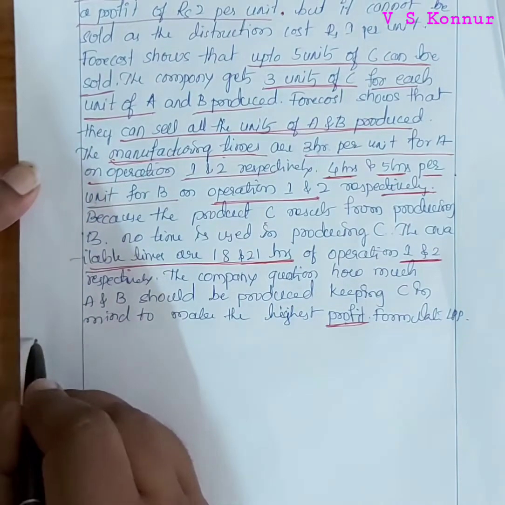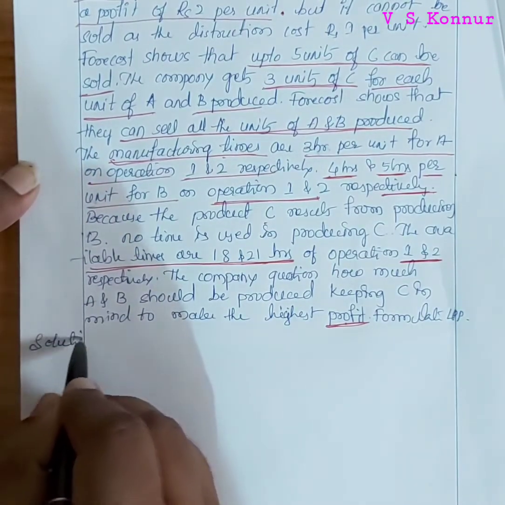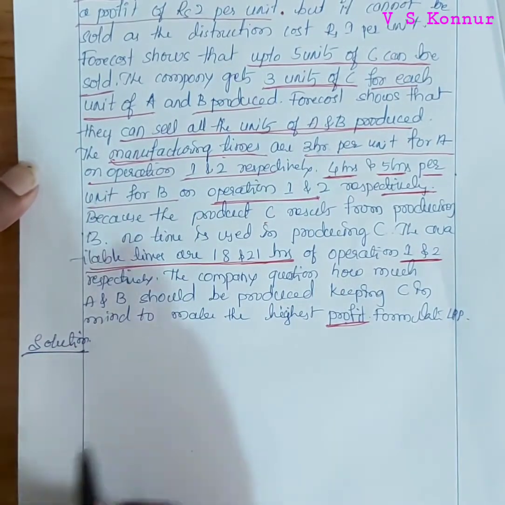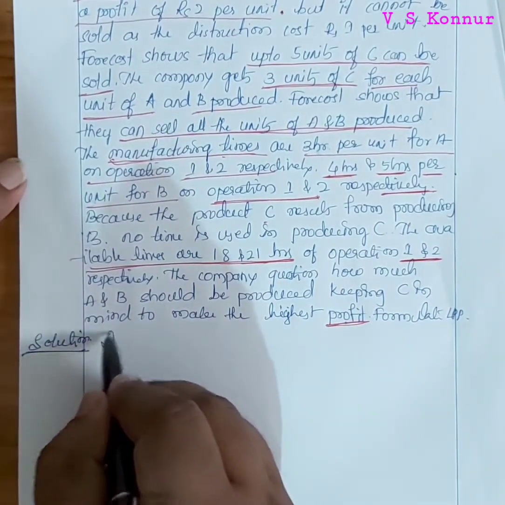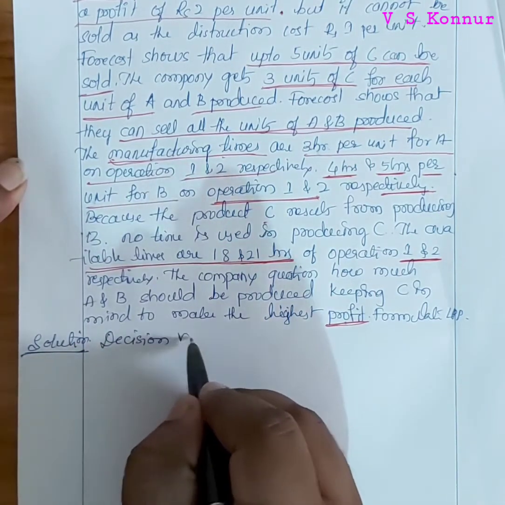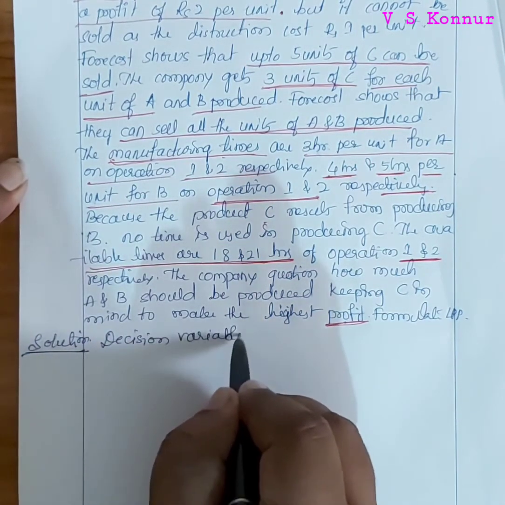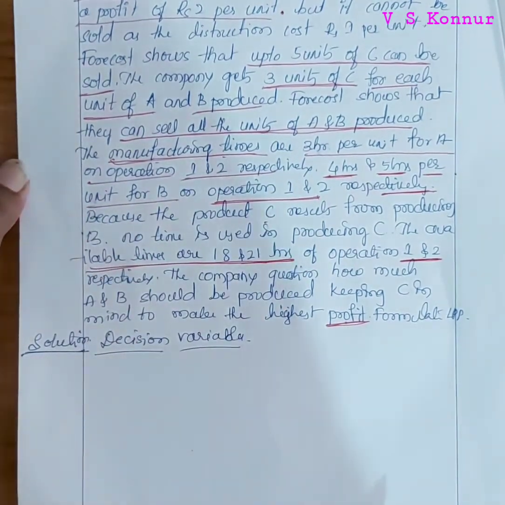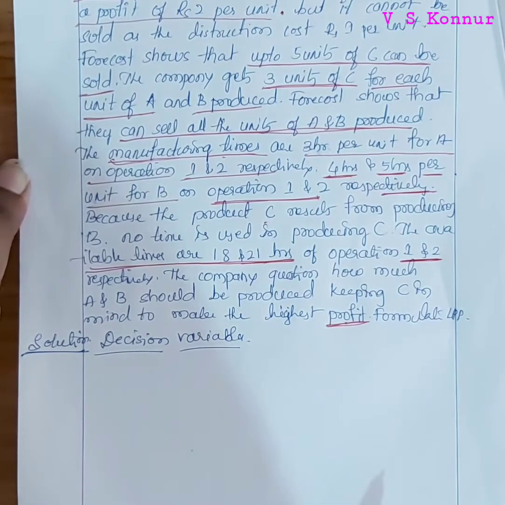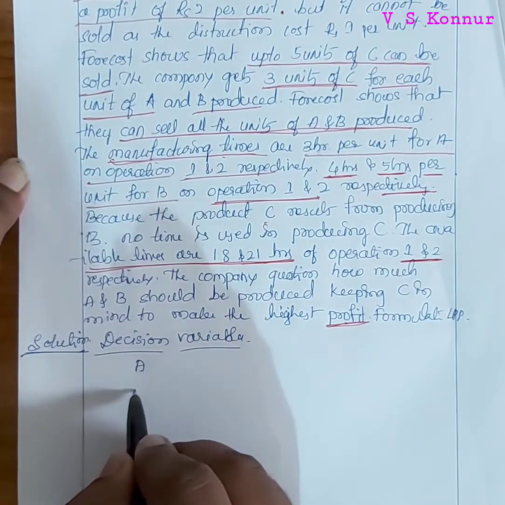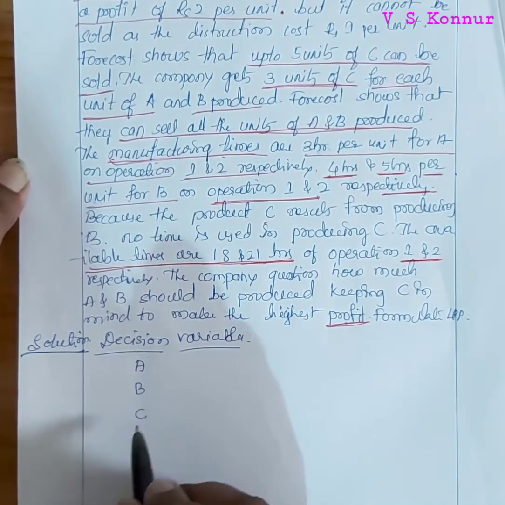Now we'll have a solution for this. Always you have to define decision variables at the beginning. How many decision variables do you have to define first? A and B are the two products, and B has one byproduct C. So because of that, 3 variables you have to define: A, B, C.